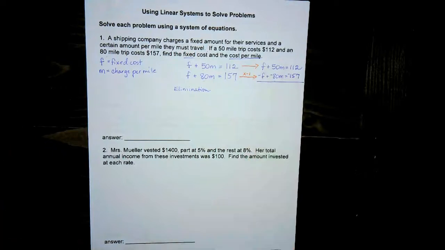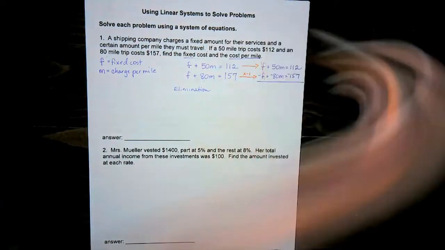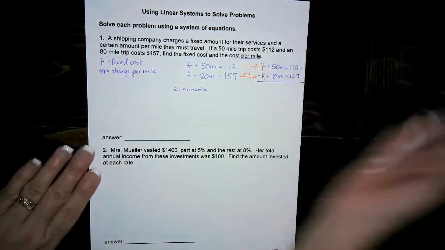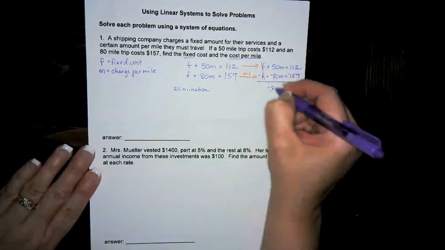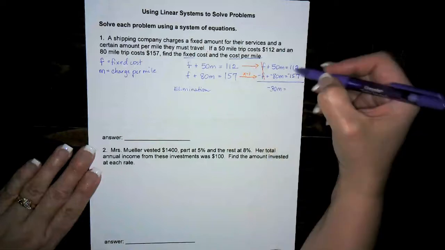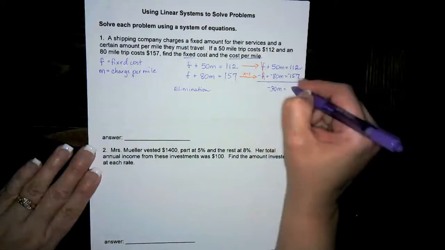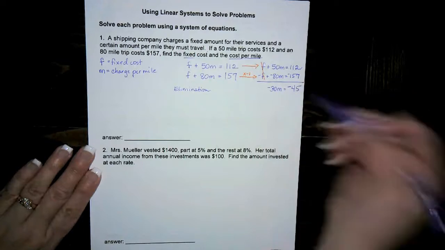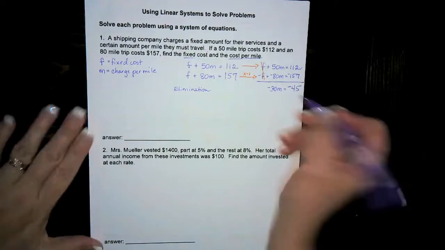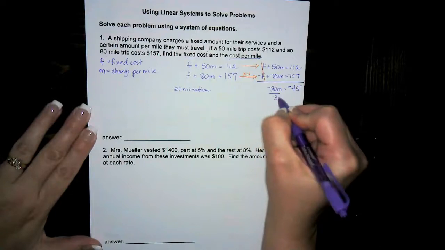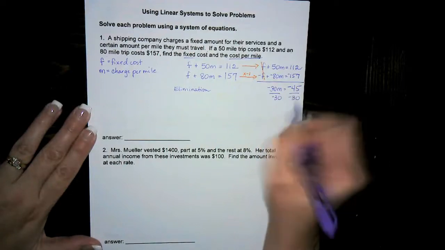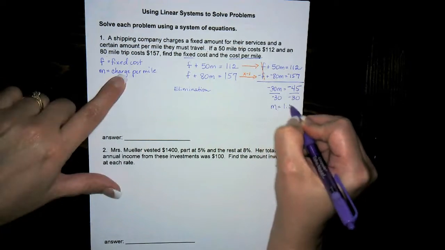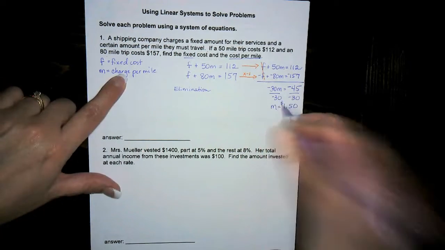So F plus negative F, those are going to go away very nicely for us. 50m plus negative 80m is negative 30m. And then if we add these two together, we'll get negative 45. You can check that in your calculator there. Then if we divide by negative 30 on both sides, we get that the charge per mile is $1.50.